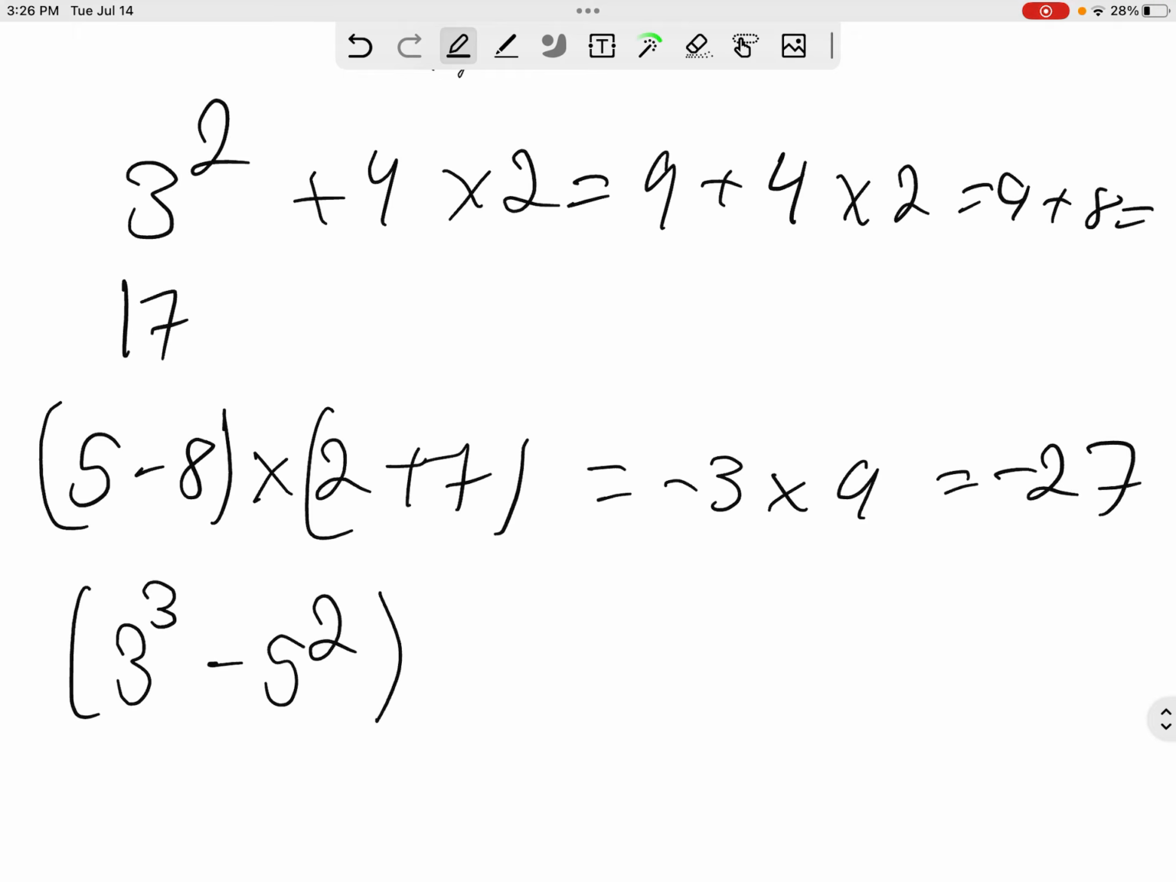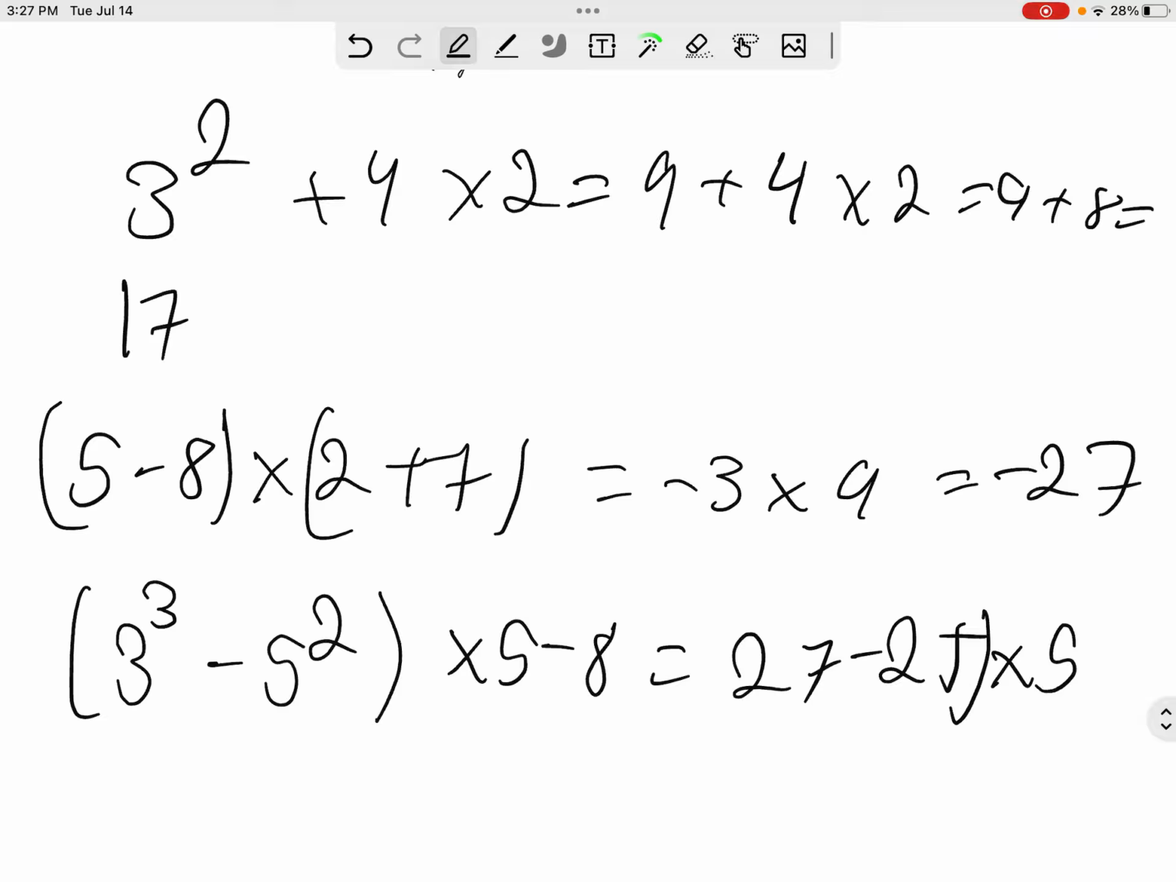Parentheses times 5 minus 8. We'll do the order of operations within the parentheses. It means 27 minus 25 times 5. The parentheses you can never forget. Minus 8. That makes 2 times 5 minus 8, which means 10 minus 8, which means 2.